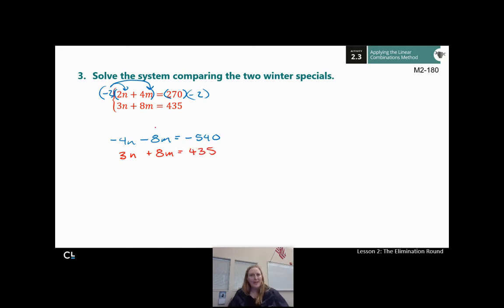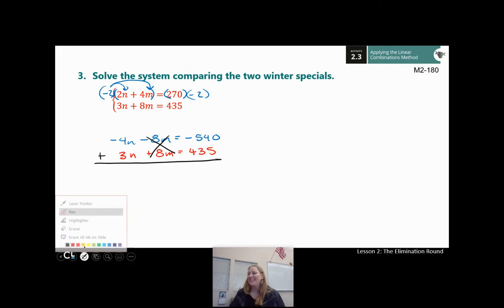And look at that. We have additive inverses. Hooray! So let's go ahead and add our equations together. These, of course, cancel out. That's why we did it. That's one of the big advantages here. And it looks like then -4n plus 3n gives me a -1n. And again, I'm going to use my calculator here. -540 plus 435 gives me -105.